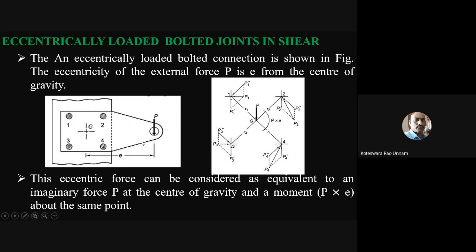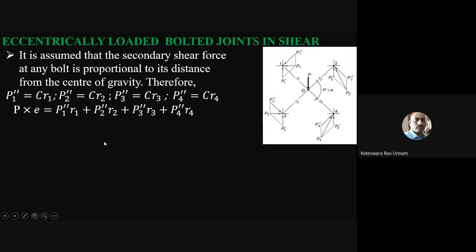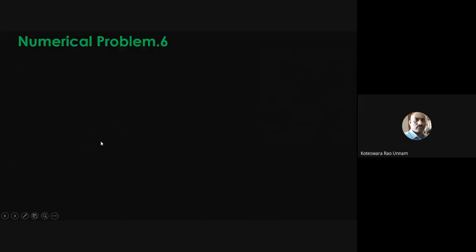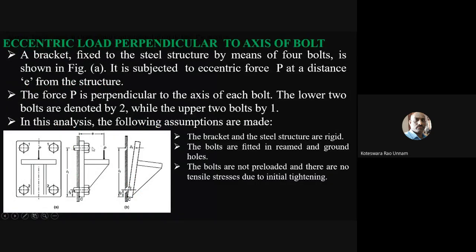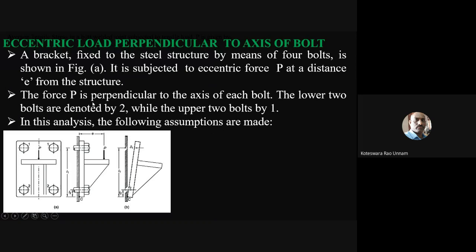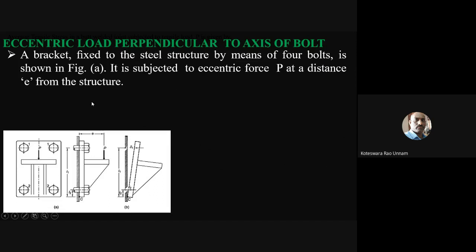So now it is perpendicular to the plane of the joint, or you can say the load is perpendicular to the bolt axis. So here this is the bolt axis and this is the bolt axis. The load is perpendicular to this axis. So that's what we said: eccentric load perpendicular to the axis of the bolt. If the eccentric load is acting perpendicular to the axis of the bolt, how can we find its effect, and how can we do the analysis?